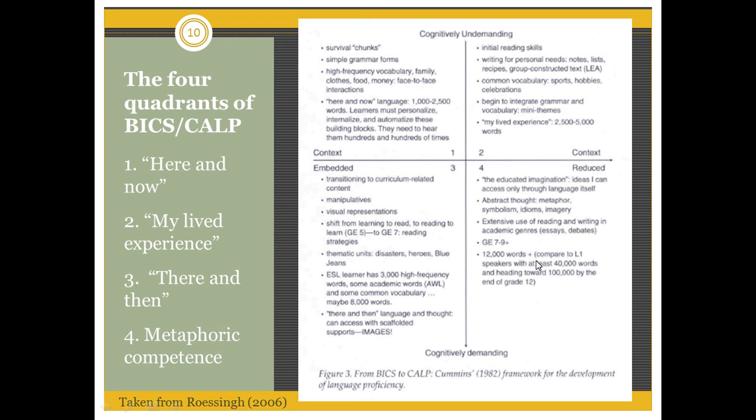Then when we move over here to the hardest form of language, which is context reduced and cognitively demanding CALP, this deals with symbolic and metaphoric competence. So abstract thought, the educated imagination. Generally, again, lots of reading and writing is associated with this quadrant. This is usually in high school or post-secondary ed, where we find this language. And the number of words is disputed, but it could be generally 10,000 or more, for someone who's highly educated in English.